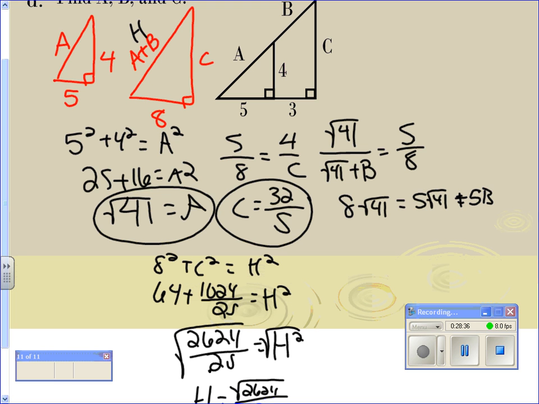Does that make sense? And then 3 square roots of 41 equals 5b. And divide by 5. Thankfully, that won't reduce, so that's my b. The 3 and the 5, you just simplify the fraction part. Does that make sense? Kayla, you got it?